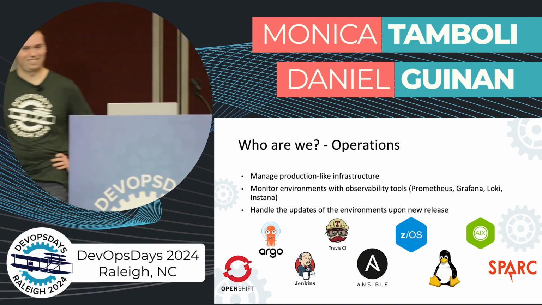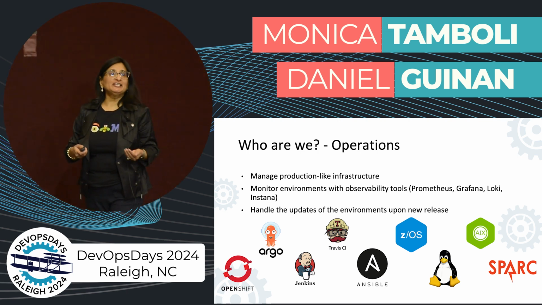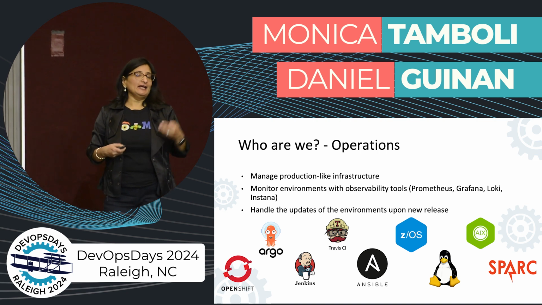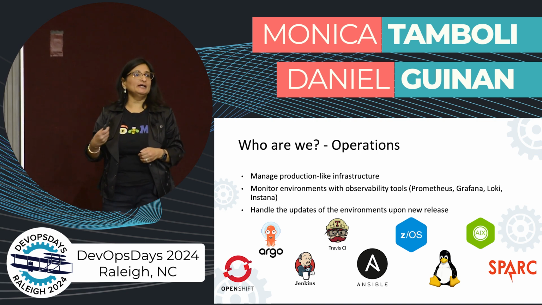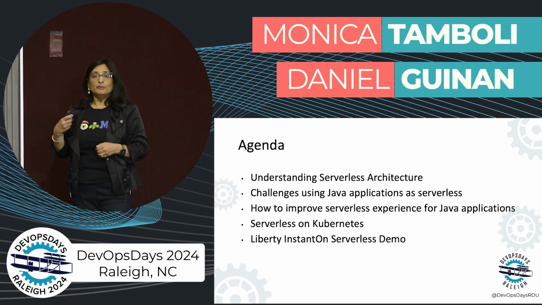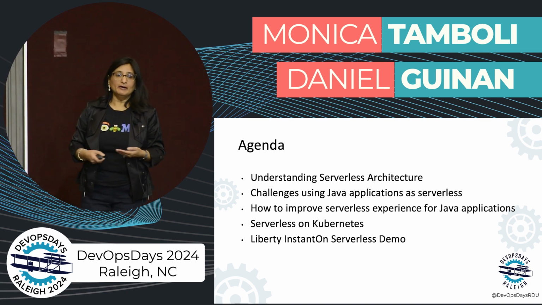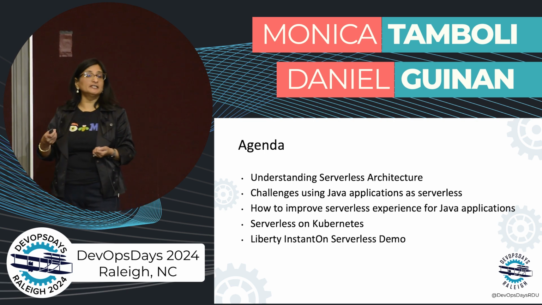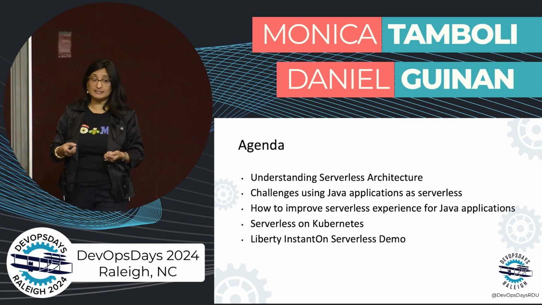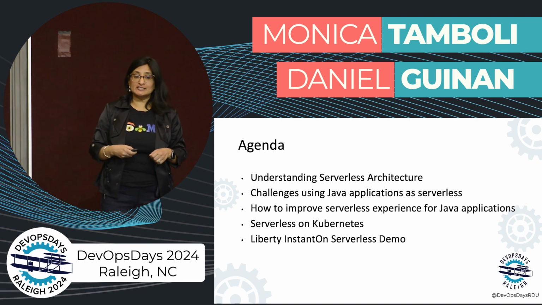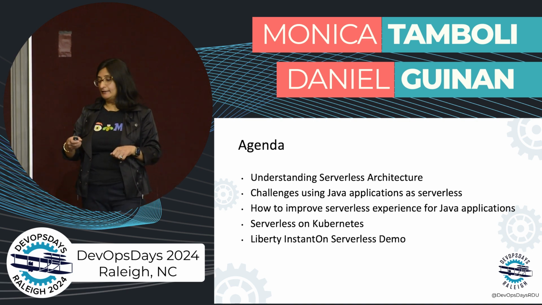The reason we are here is because recently we tested a feature called Liberty InstantOn, which expedites Java application startup time, and we will be talking about that as we move forward. So we'll have a foundation for serverless architecture. What are the challenges when we run Java applications as serverless? How do we improve that experience? And then we will focus on serverless on Kubernetes, followed by a demo.